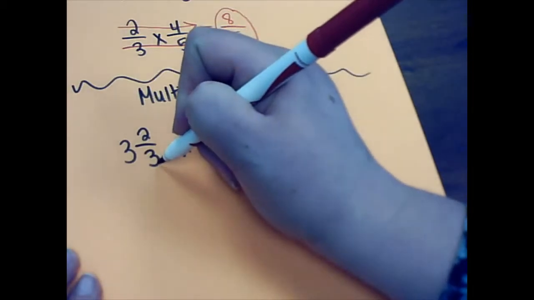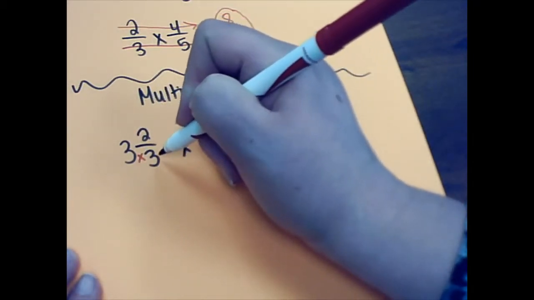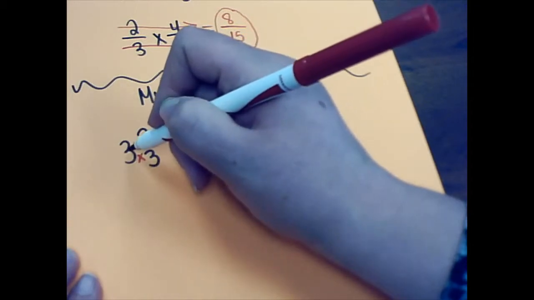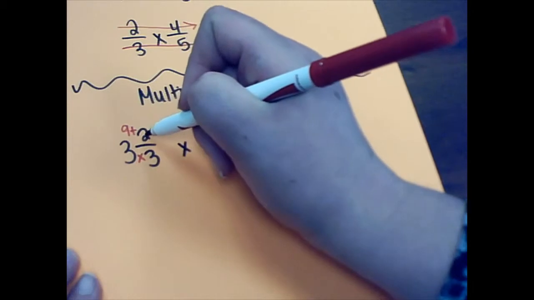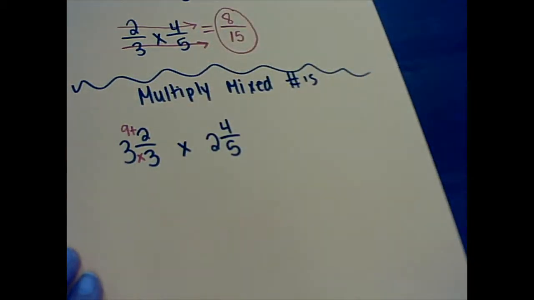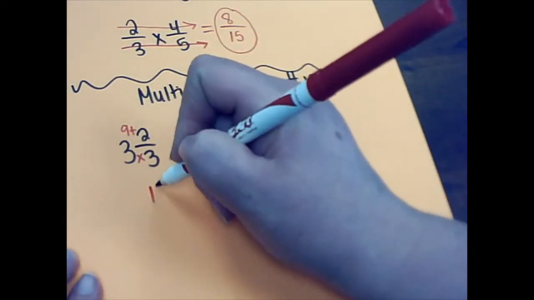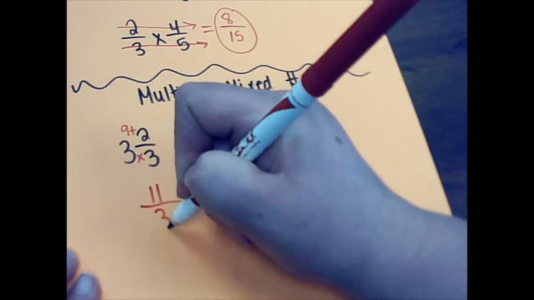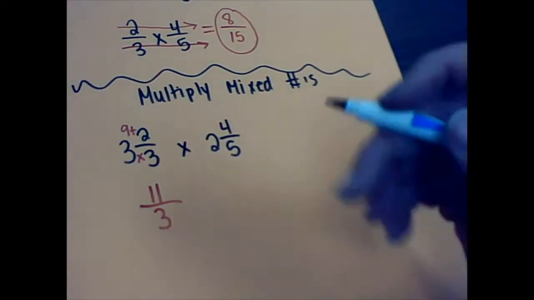You're going to take the denominator and the whole number, and you're going to multiply them together. 3 times 3 is 9. You're going to take that answer, and you're going to add it to your numerator. 9 plus 2 is 11. So your new numerator is 11, and your denominator doesn't change. Okay, I know that sounds a little bit weird.